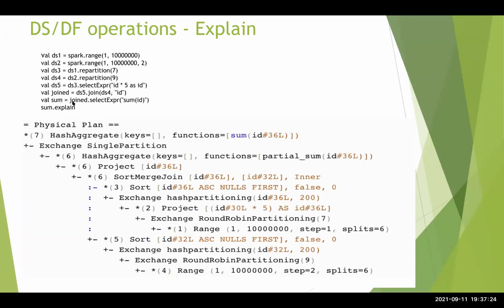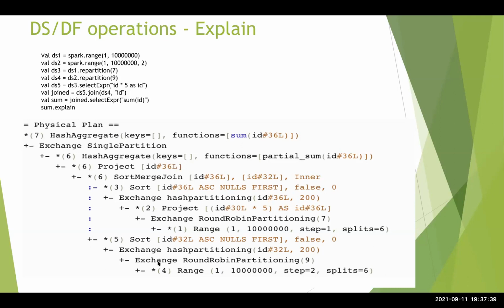Then over this joint data set, it says select expression sum of IDs, and then it explains. So once you code this and say explain, this is what you get, what you print. Now I'll go into many of these one by one.